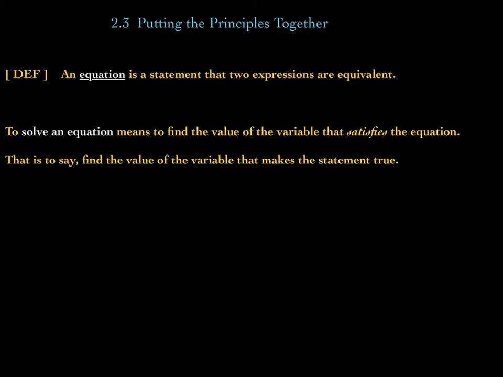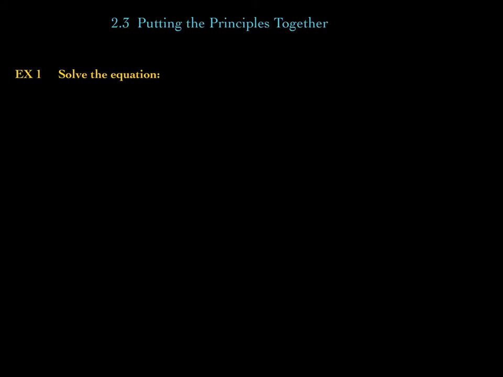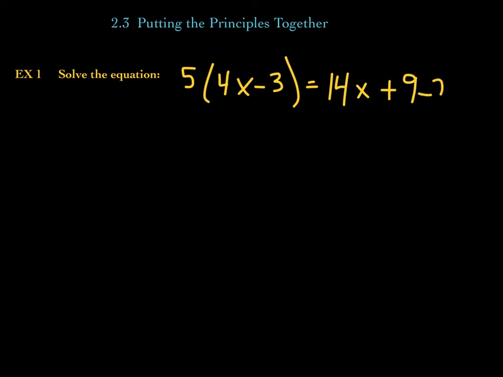Let's look at our first example. Solve the equation 5 times 4x minus 3 is equal to 14x plus 9 minus 2x. Now, before we jump in and start solving this equation, the first thing I want to highlight is the fact that this is an equation. I know they're calling it an equation, but it's an equation because this expression on the left is being set equal to this expression on the right. Therefore, this is an equation, and this equation will be satisfied for a particular value of x.